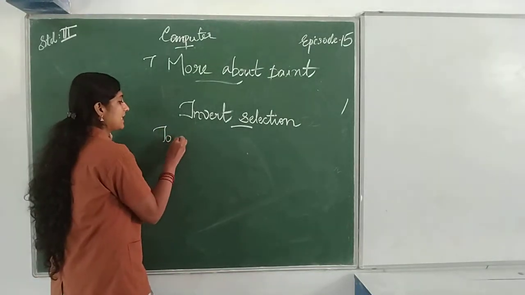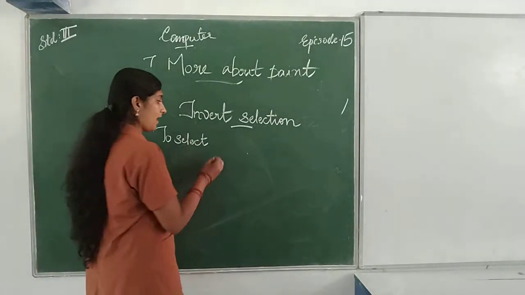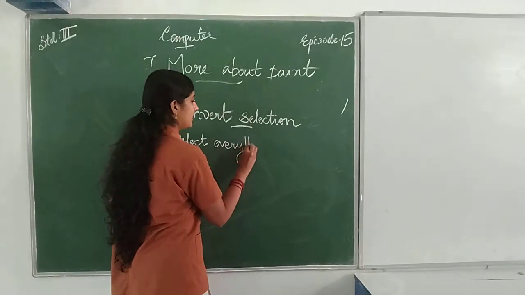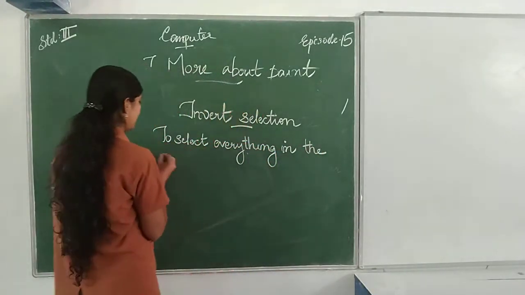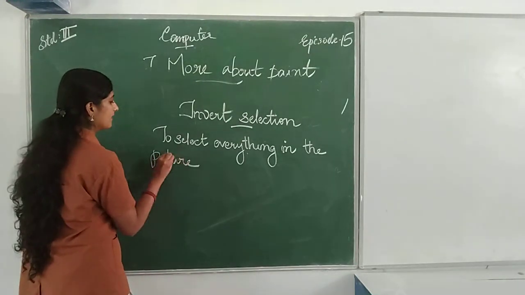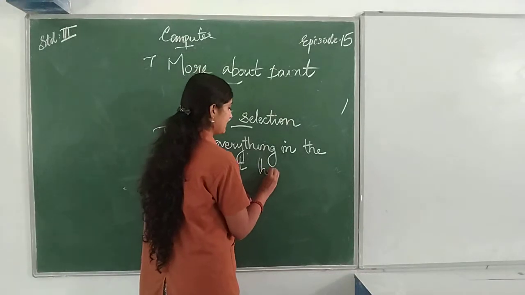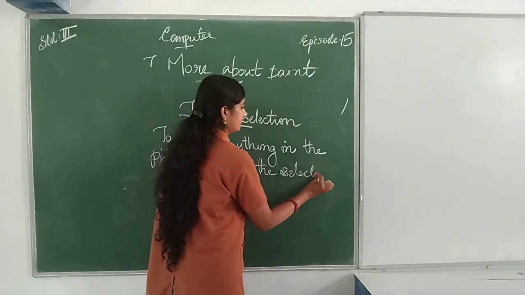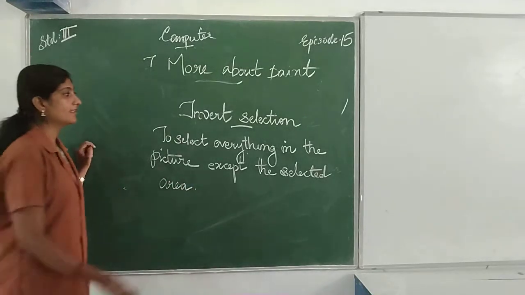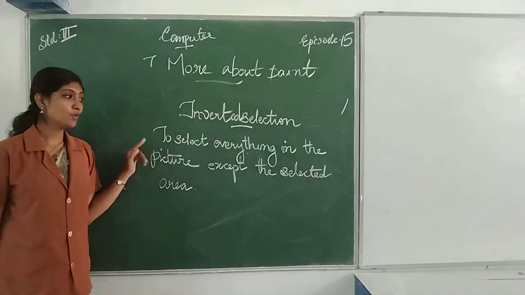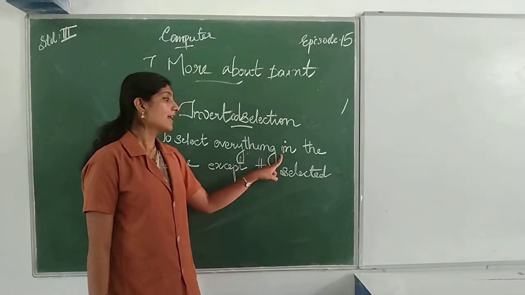To select everything. It's the whole picture, whole part, everything in the picture except the selected area. So that is invert selection. Once again, what is invert selection? To select, S-E-L-E-C-T, everything, E-V-E-R-Y-T-H-I-N-G, in the picture.